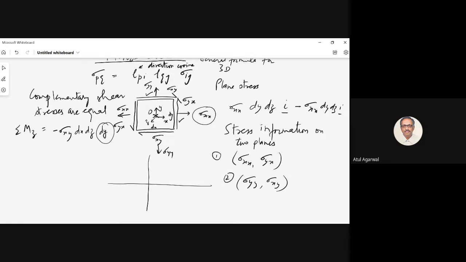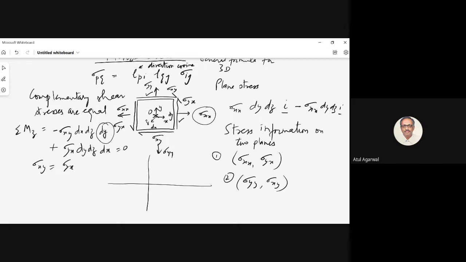Similarly, look at the moment caused by sigma yx. It is counterclockwise, so you use a plus sign. What is the force on this face? Sigma yx dy dz. And what is the distance between these two tangential forces? dx. So this becomes the moment. All these moments are about the z-axis. One is causing a counterclockwise turning about the z-axis, the other a clockwise turning. For moment equilibrium, the sum should be zero. So you see sigma xy is equal to sigma yx.